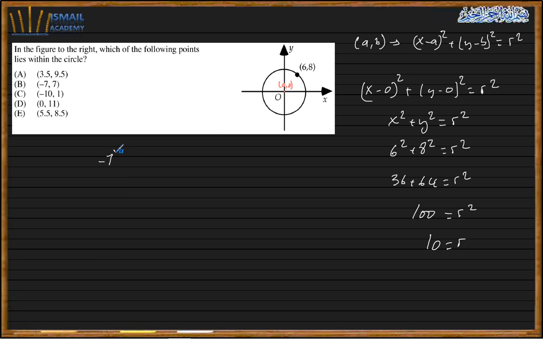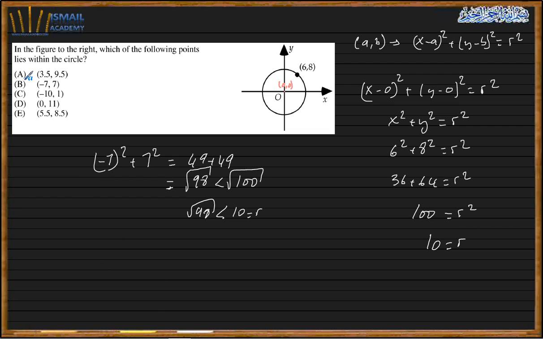So minus 7 squared plus 7 squared is equal to 49 plus 49, which is 98, and this is less than 100, meaning it's within the circle. If I take the square root of both sides, the square root of 98 will be less than 10, and this is the radius. That means it's within the circle. So B is my choice for this question. Next question.